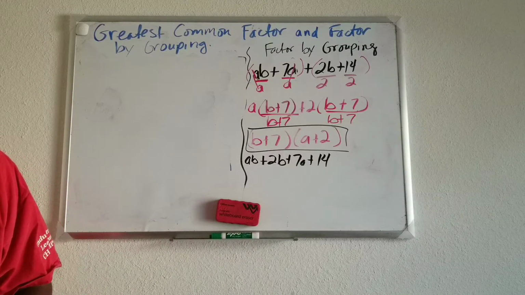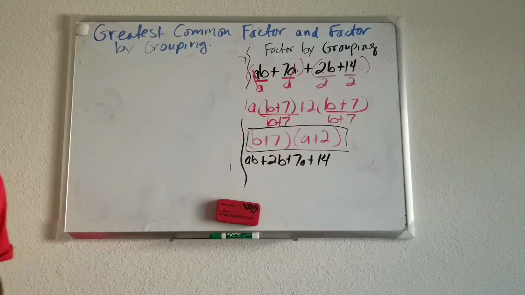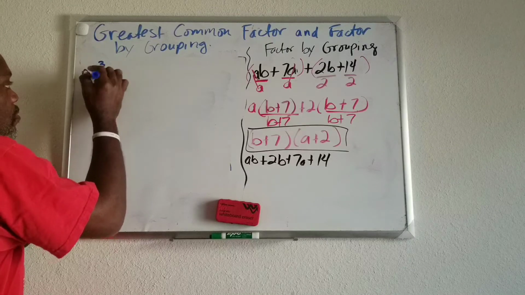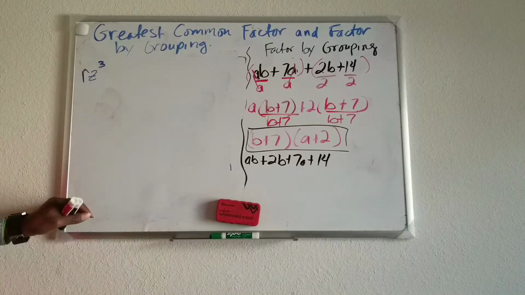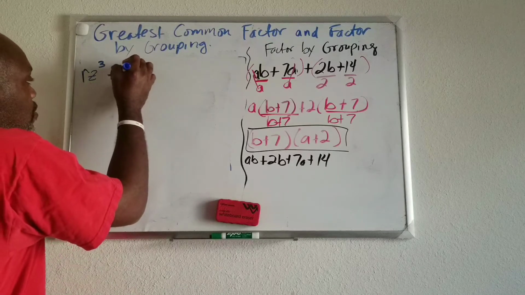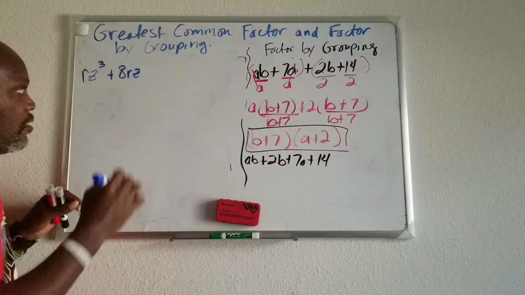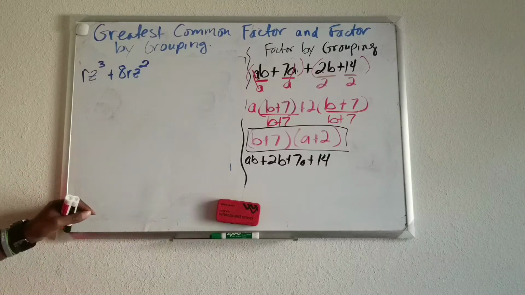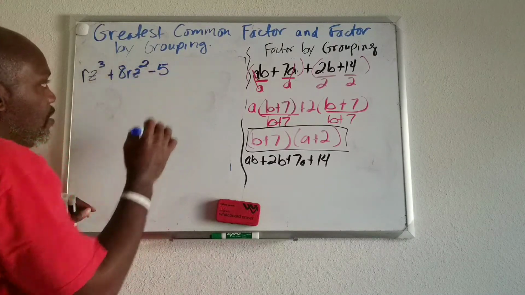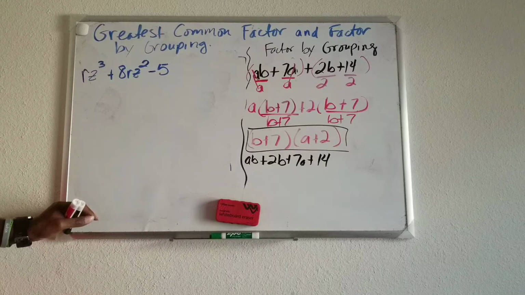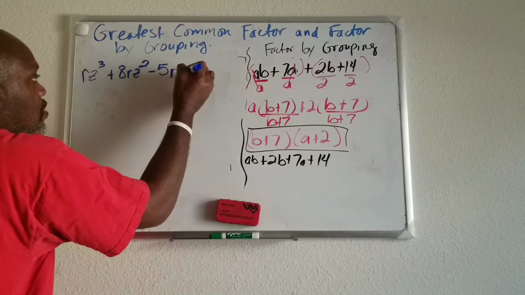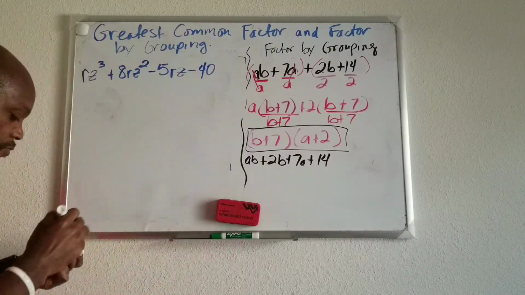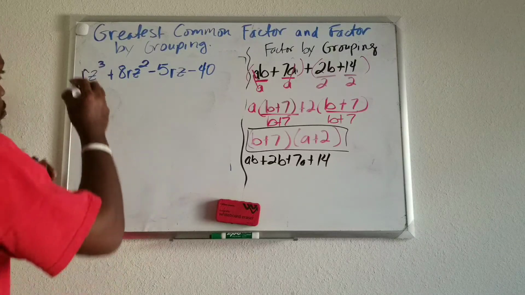Now, if it were z to the third plus 8rz to the second minus 5rz minus 40. Okay, 4 terms, and we're going to break them into groups.